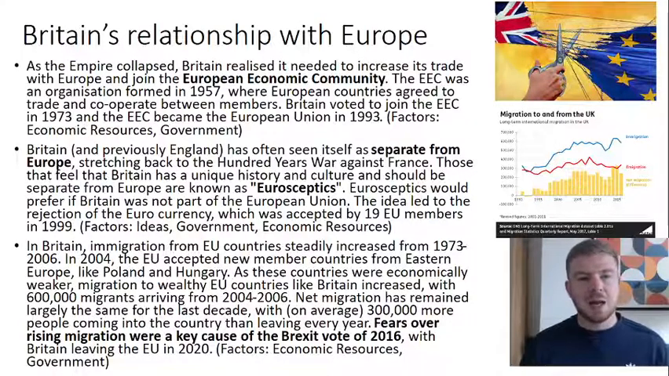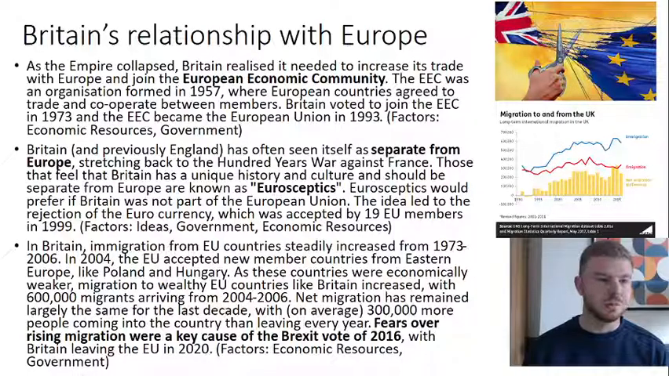So as the empire collapsed, Britain realised that it needed to increase its trade with Europe. So it asked to join the European Economic Community. And the EEC was an organisation where European countries would trade and cooperate with each other. Britain voted to join in 1973, and then the EEC became the European Union, or the EU, in 1993. And I imagine you'll have heard of that because it's been in so much of the news.